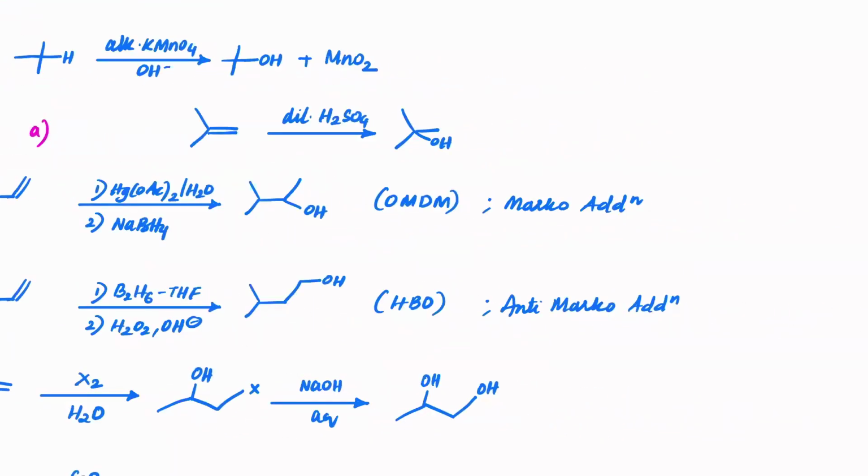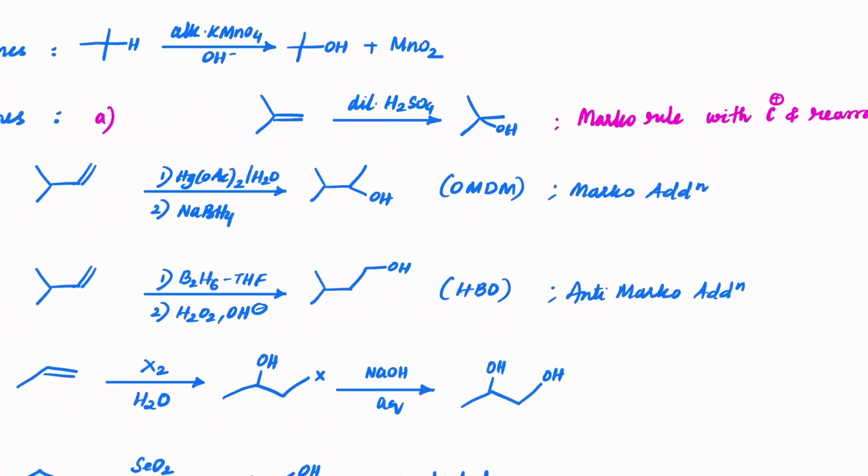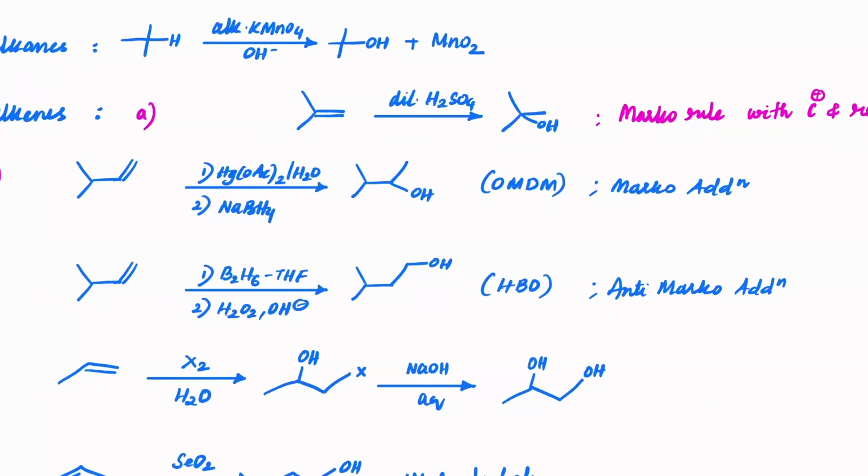Next, with alkenes. Alkenes, if you remember, we can do simple hydration, that is following Markovnikov's rule. So this will follow Markovnikov's rule with carbocation and rearrangement. So this we have already learned: first a carbocation will form, it might rearrange if needed, then water will attack, converts into alcohol.